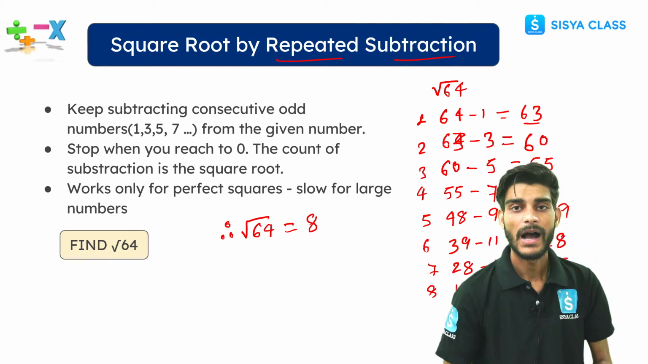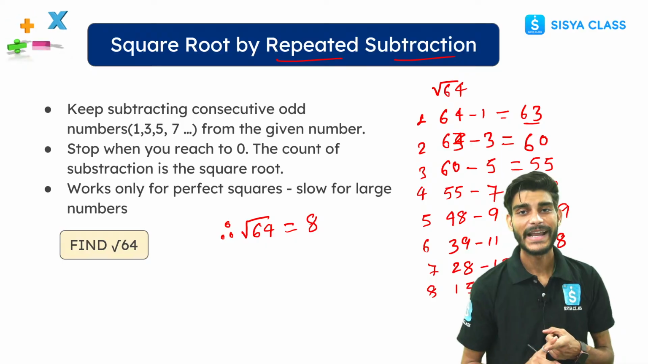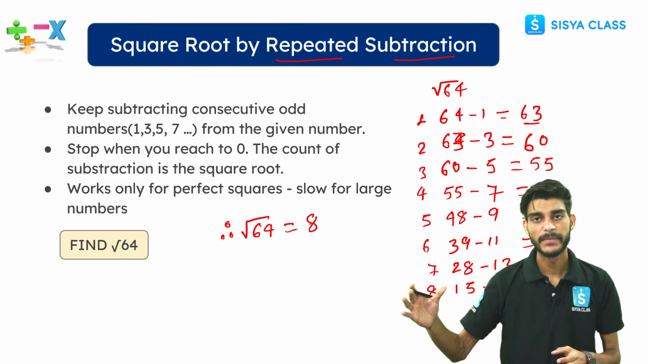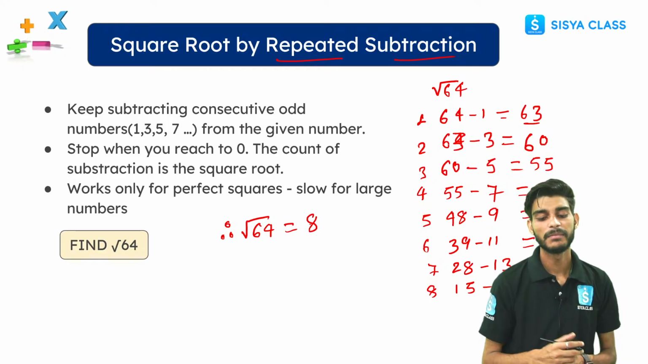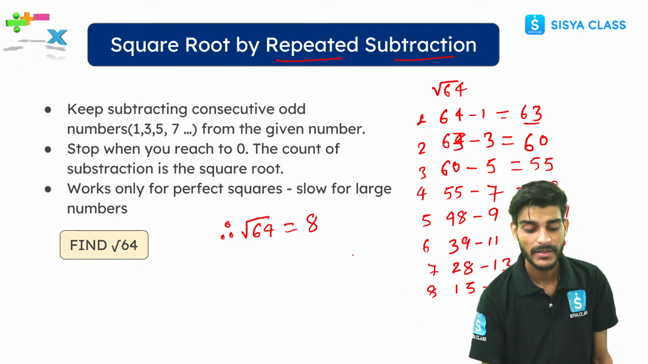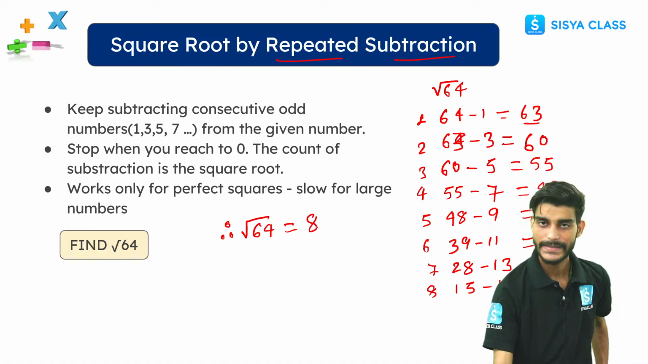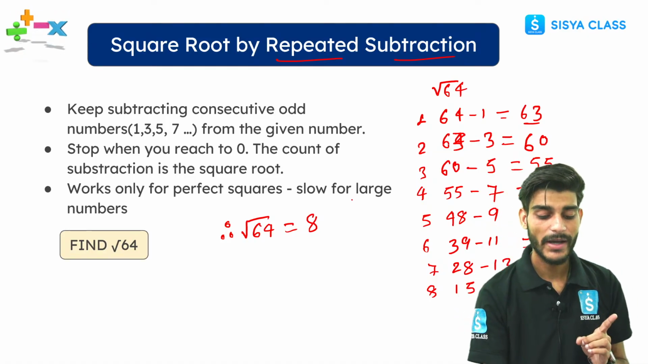Clear? How to find the square root by repeated subtraction method? You have to subtract the odd natural numbers and just count the number of subtractions, that is, how many numbers we have subtracted. So here we have subtracted 8 odd natural numbers. So the square root of the number is 8. Clear? So this is one method to find the square root of a number.